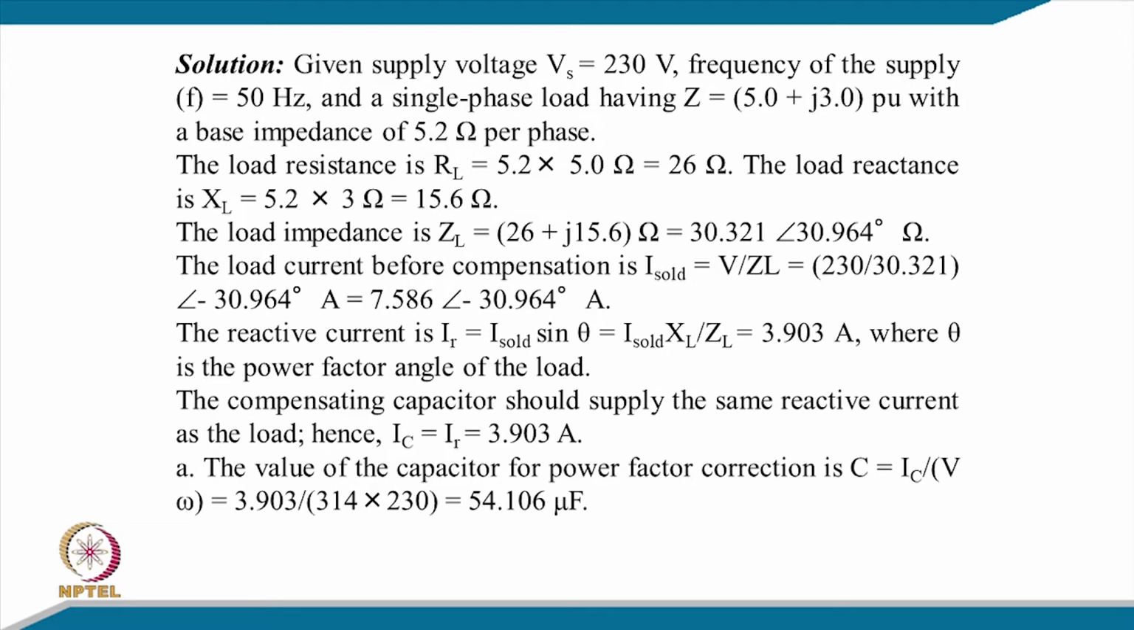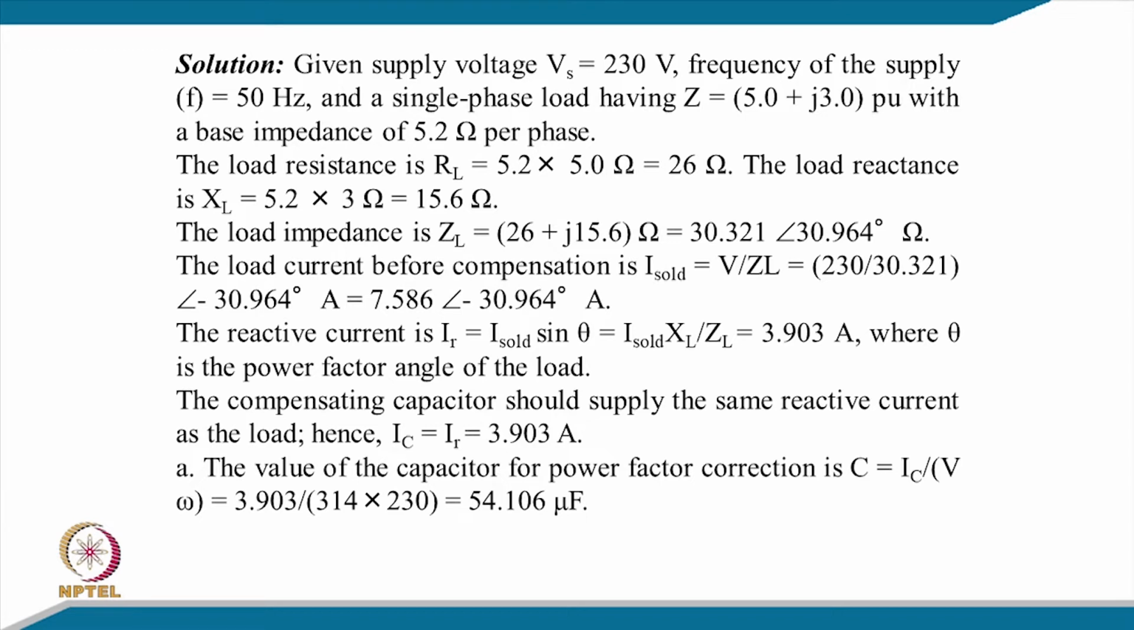Then you will get the actual ohmic value of the load: the resistance is 26 ohm, and the load reactance, which is 3 per unit multiplied by the base impedance of 5.2, comes to 15.6 ohm. So, the load impedance in ohm now becomes 26 plus j 15.6 ohm, where 26 is the resistance and 15.6 is the reactance of the load. You can convert this rectangular coordinate impedance into polar coordinates, that is 30.321 ohm at an angle of 30.964 degree. So, that is the load impedance we have.